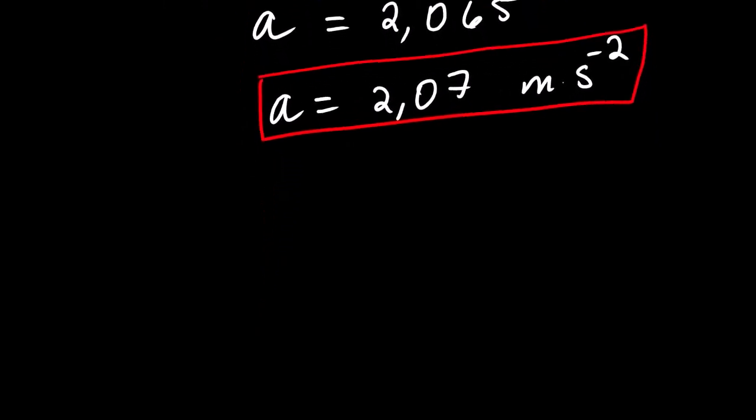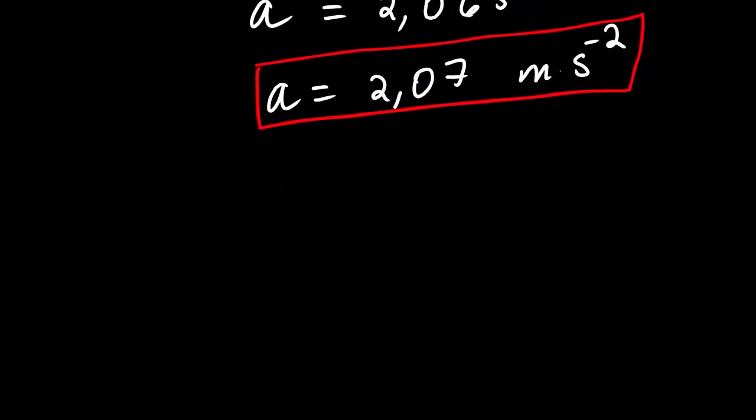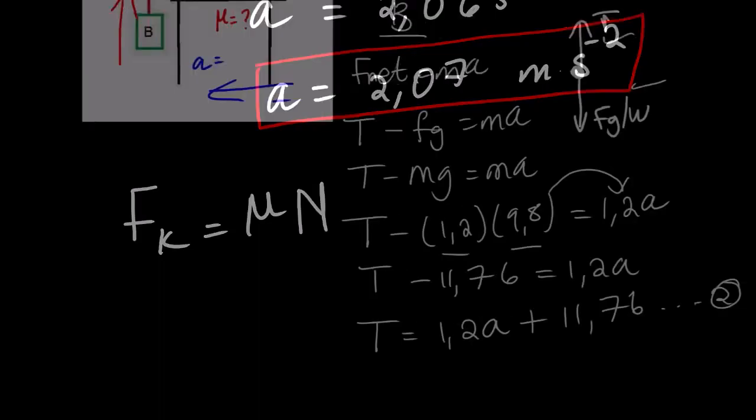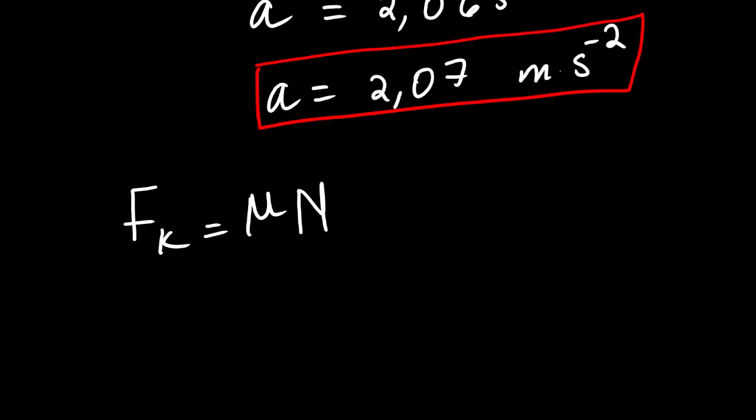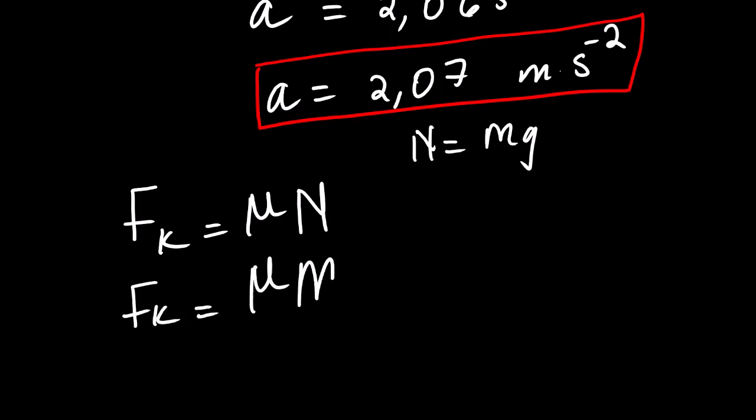Now the second question was saying calculate the coefficient of the 4 kg block. So this is the equation. Going back to the question, this is the 4 kg block, this one. So we are looking for the coefficient of this 4 kg block. We are going to use this equation of kinetic friction. Since we said normal force is equal to mg, since we are dealing with a flat surface, our equation will be mg.